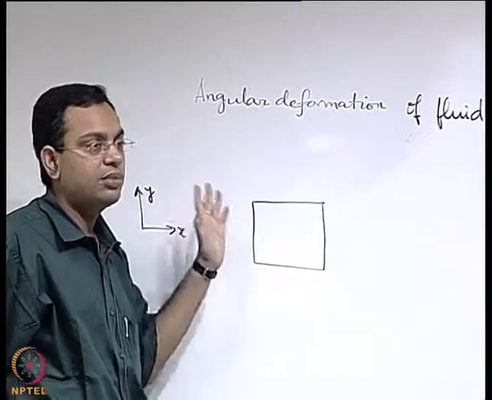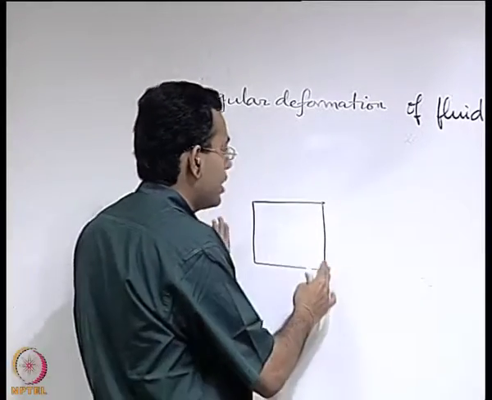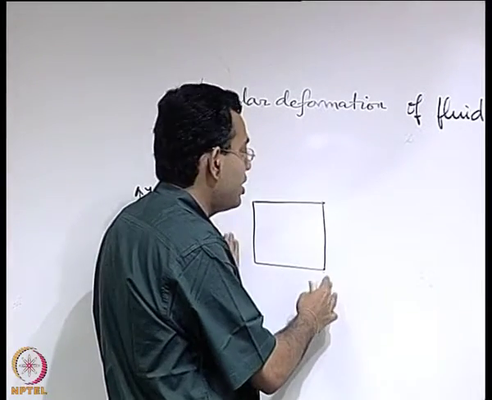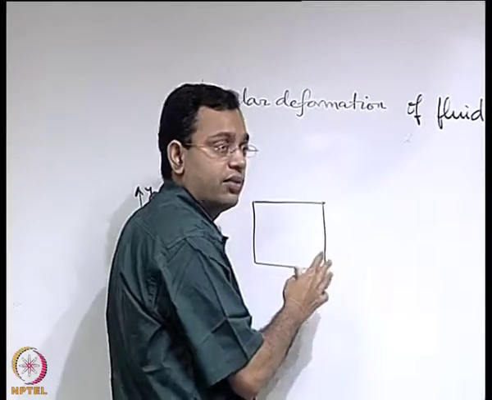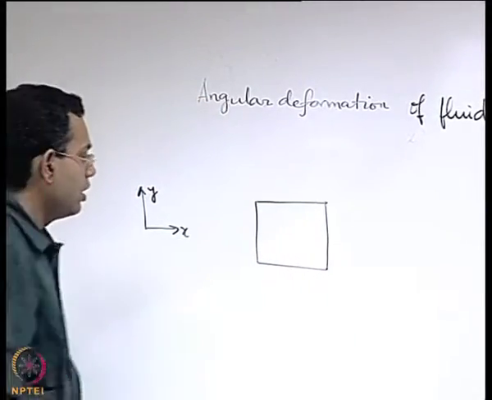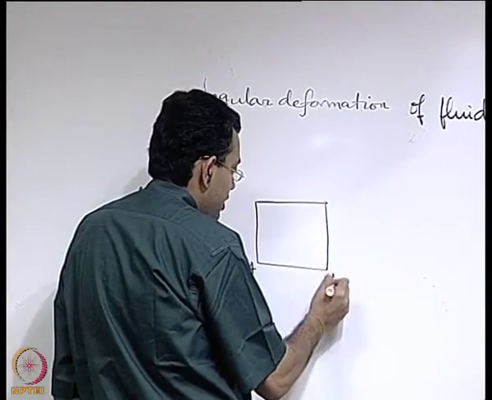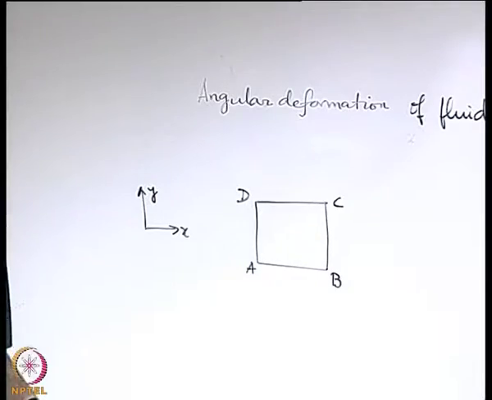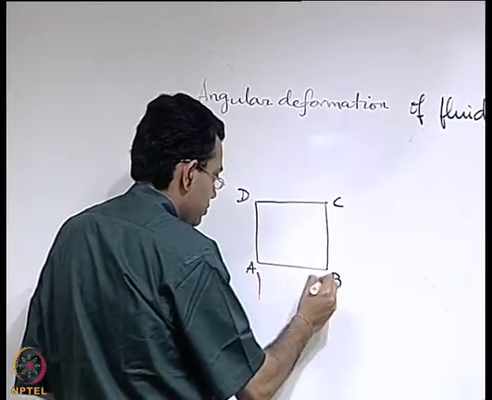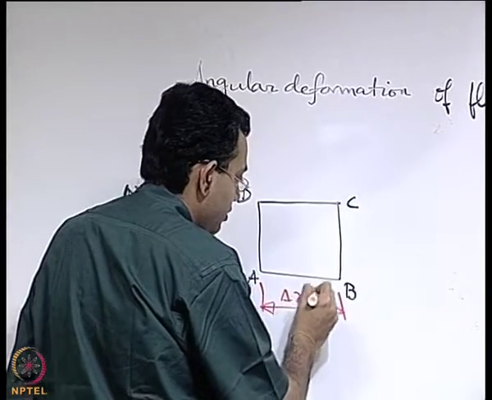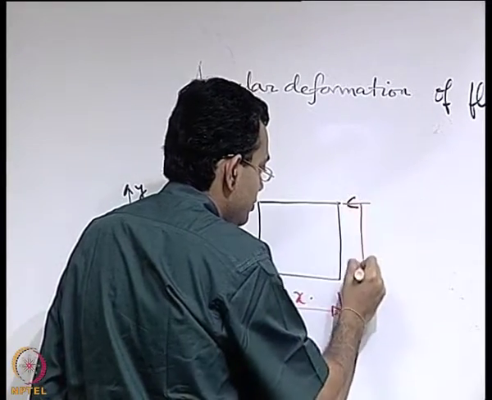So, it does not mean that if we are focusing our attention on a plane, we are actually restricted to 2D. We are actually restricted to one component of the deformation, and other components will be very similar. Let us say that the name of this fluid element is ABCD, and it has its dimensions, say delta x and delta y, along x and y.